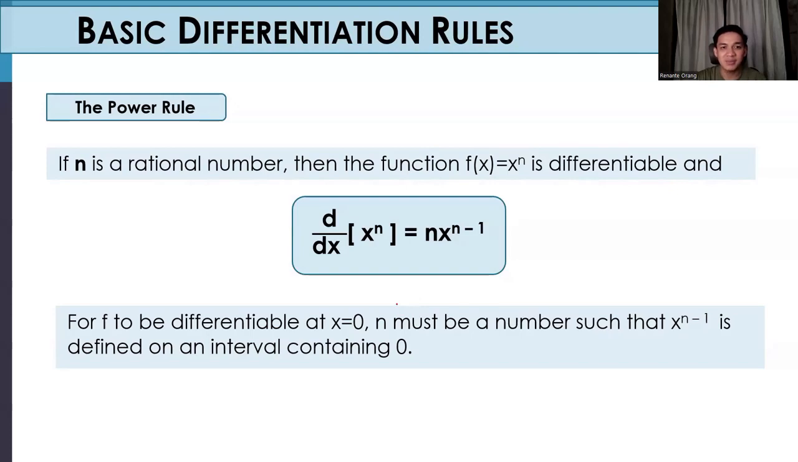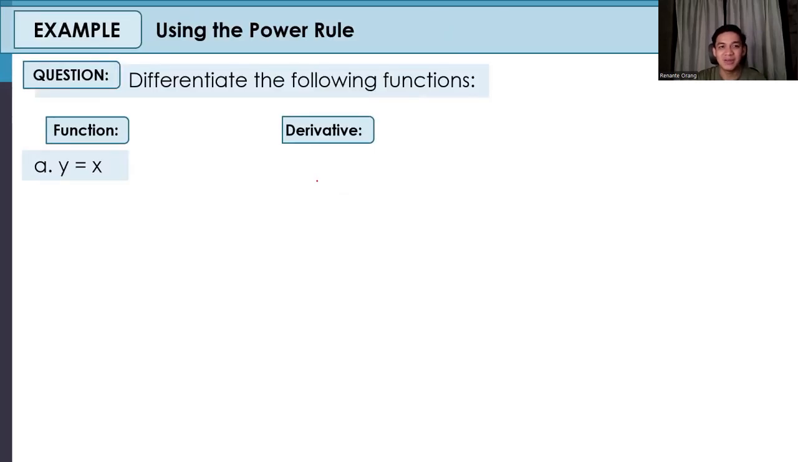If n is a rational number, then the function f of x is equivalent to x raised to n is differentiable, and the derivative with respect to x of our x raised to n is equivalent to n x raised to n minus 1. Ibig sabihin, n multiplied by x raised to n minus 1. For f to be differentiable at x is equivalent to 0, n must be a number such that x raised to n minus 1 is defined on an interval containing 0. So let us have our example.